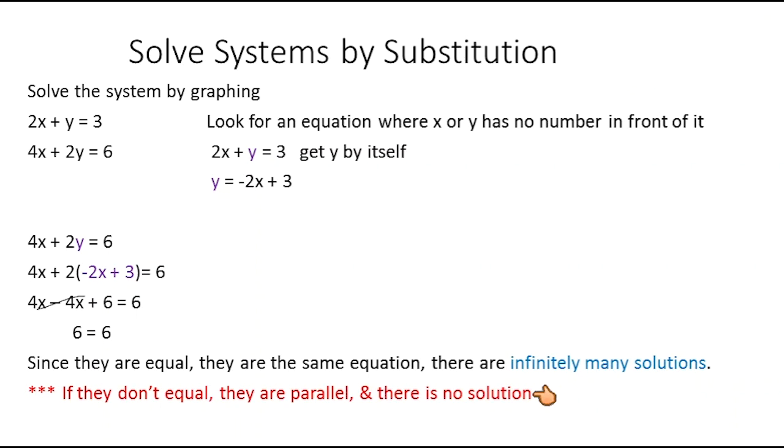Take note, if the variables cancel out and these numbers don't equal, let's say you had 8 equals 6, that means that those two lines are parallel lines. And since there are parallel lines, there is no solution.